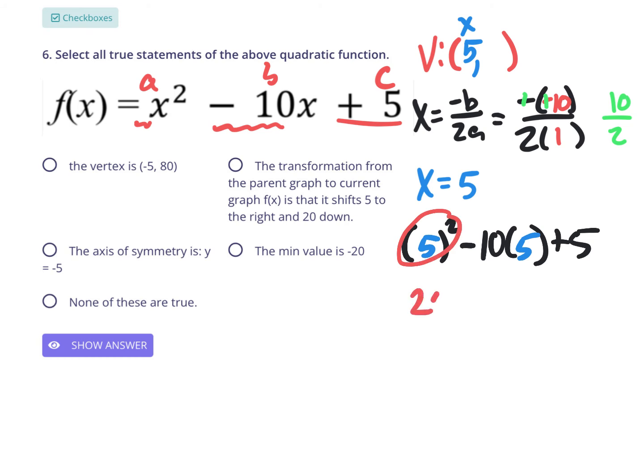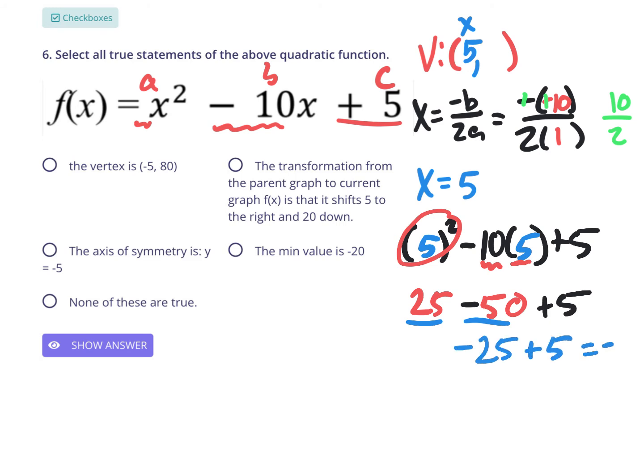Exponents first, that's 25. 10 times 5, that's 50. Of course, we have this minus sign in front and the plus 5 at the end. Going from left to right, 25 take away 50, that's negative 25. Plus 5, the answer is negative 20. And what did we just find here? We found the y value. So the y value is negative 20. So the vertex, the most important point of this parabola that opens up, that has a pattern 1, 1, 2, 4, 3, 9, because the a value is 1, is 5, negative 20.